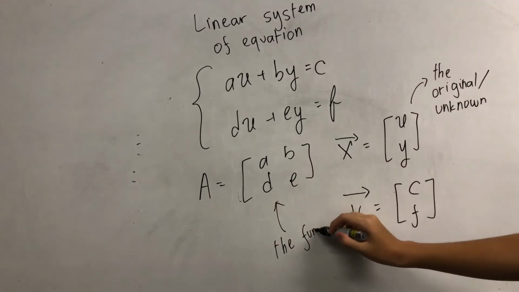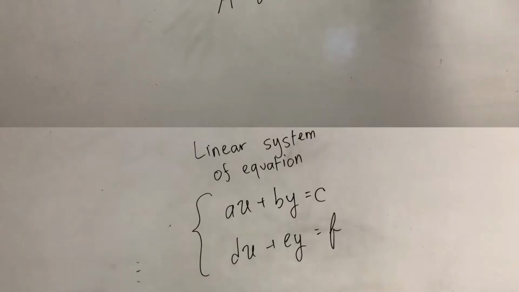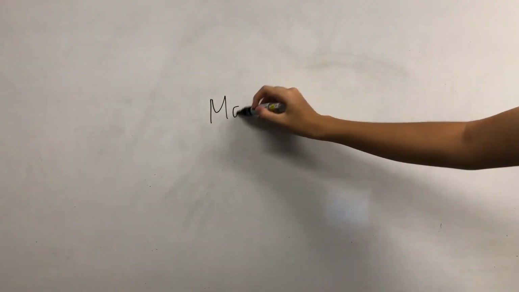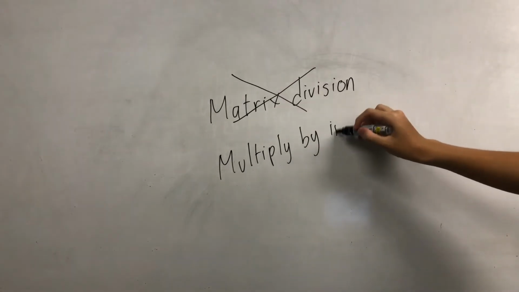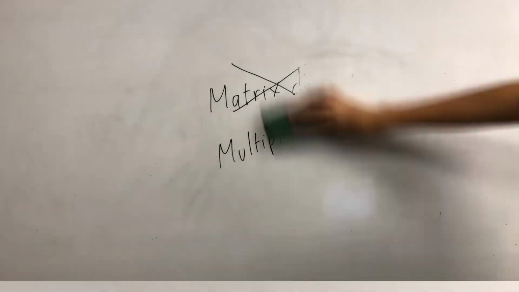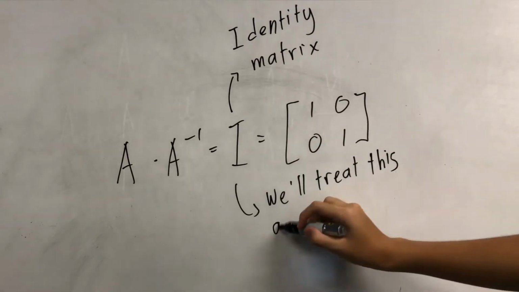Since we are looking for the unknowns, we want to find what matrix multiplied by v gives us x. Thankfully, we have a formula for that. We have to multiply v by the inverse of A. There is no such thing as dividing matrices, so we multiply matrices by their inverse, which gives us an identity matrix, which is basically 1.